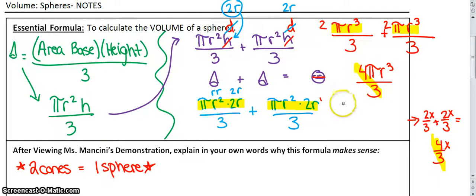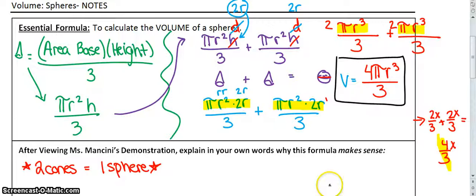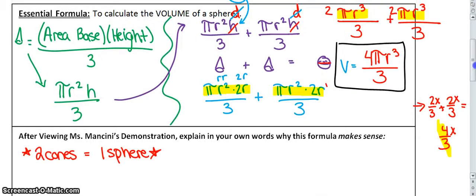But all I did there was add the formula of my 2 cones, substitute the diameter in for the height, because the diameter is how tall the sphere is, and simplify it up. So I get the volume formula for a sphere is 4 pi r cubed over 3. If you have any questions, please write them down in the video.